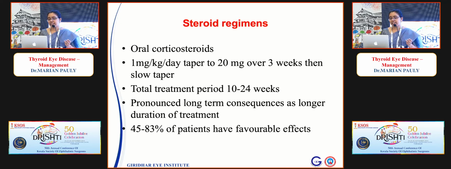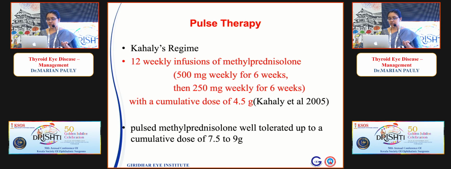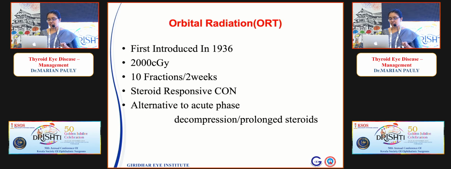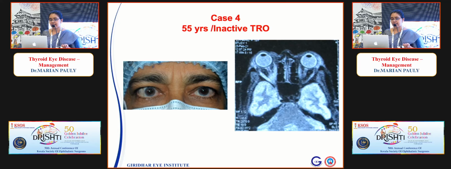So there are various steroid regimens. Oral steroids 1 milligram per kilogram per day, tapered over 3 weeks, total period 24 weeks, that's 6 months. Then pulse therapy can be given, Kahaly's regimen, that is 500 milligram weekly for 6 weeks, then 250 weekly for 6 weeks. Steroid-sparing therapies, then radiation can be given, 10 fractions over 2 weeks. But here it is given in steroid-responsive compressive optic neuropathy, or as an alternative to acute phase decompression or prolonged steroids.